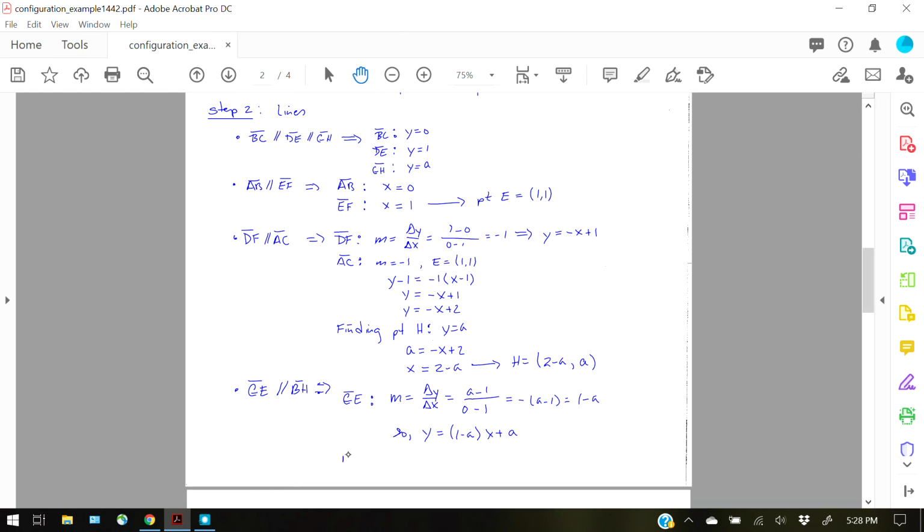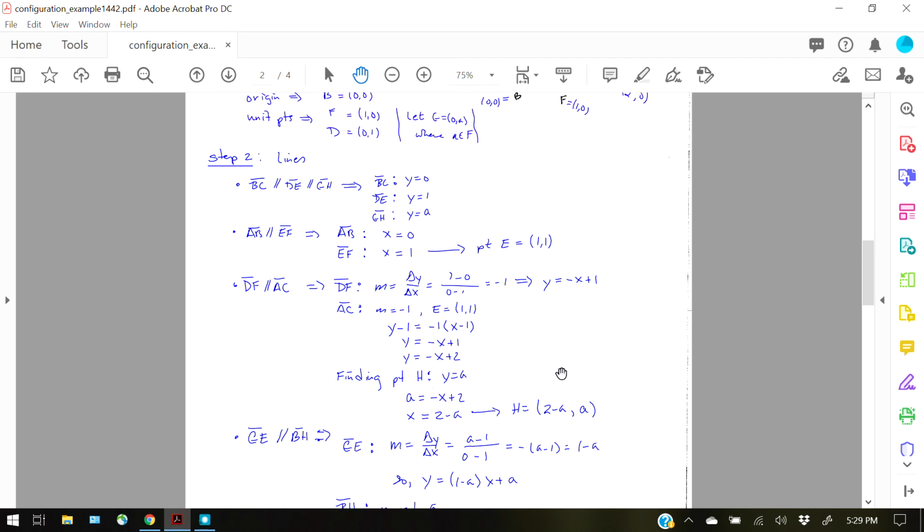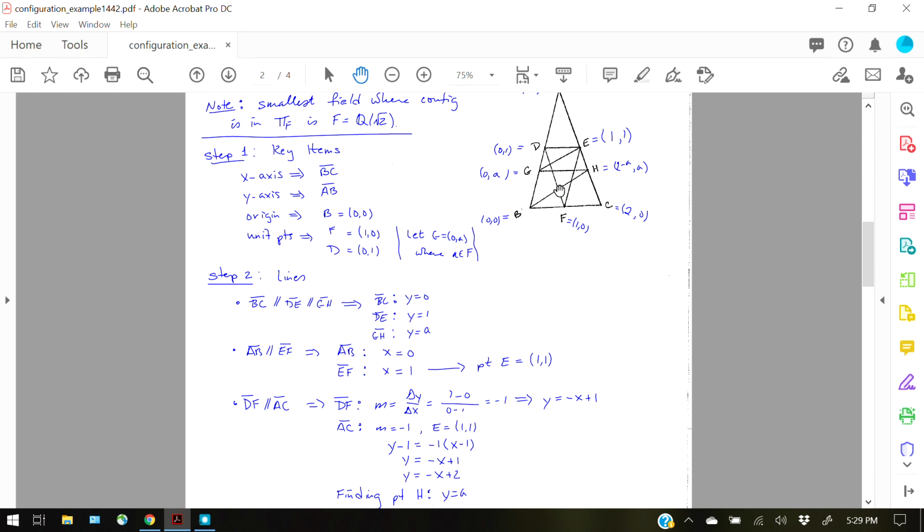Now, when we look at BH, the slope still has to be 1 minus a, and BH, B is the origin, so this tells you that this line is y equals 1 minus a times x. Now, here's the interesting part. We found the slope of BH just by copying the same slope that we had from the previous guy. But BH, we actually know both of its coordinates. We know the origin, that was one of our initial points, and we have the found point h.